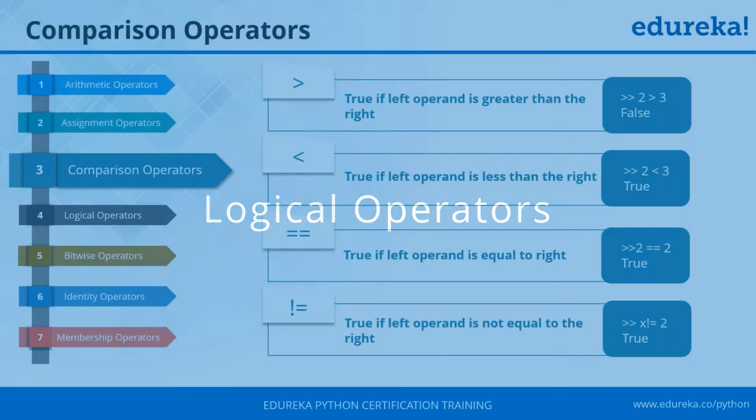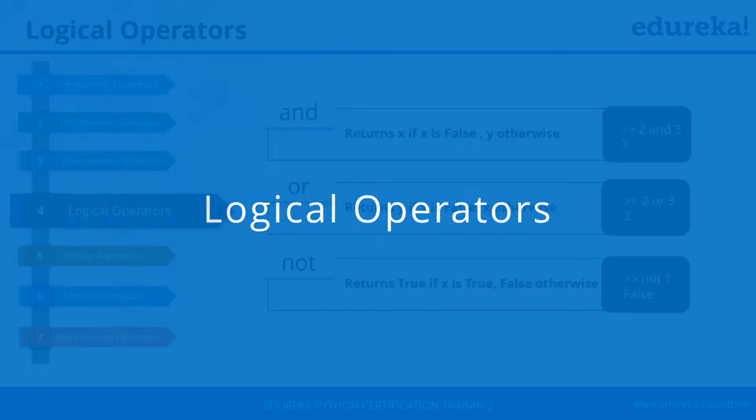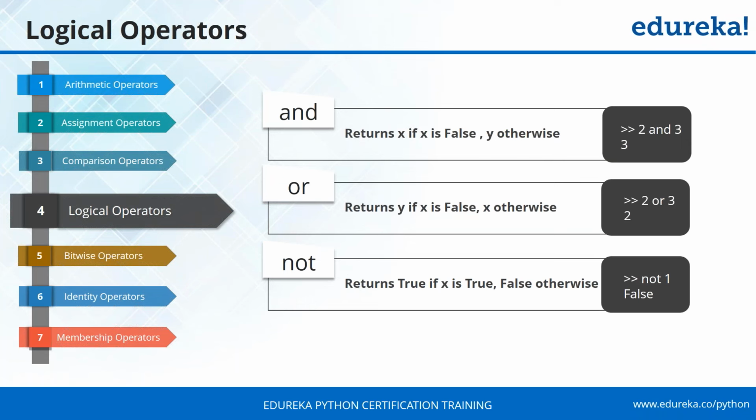So moving forward, we'll look at logical operators. When we talk about logical operators, there are basically three: AND, OR, and NOT. AND returns the value of x if x is false. That is, if x is equal to 0 or any negative number, it considers it to be false, and otherwise it returns y. So you can see here 2 and 3. Since 2 is greater than 0, it is returning 3.